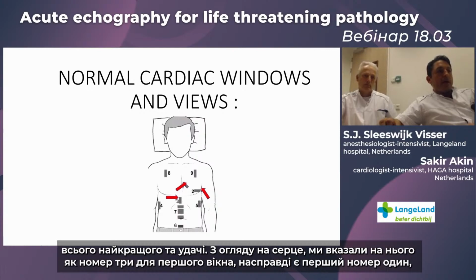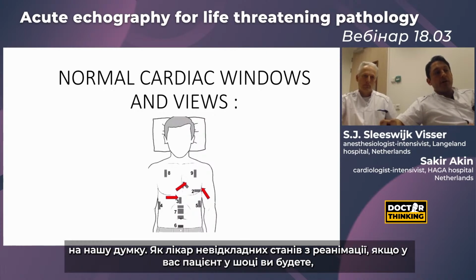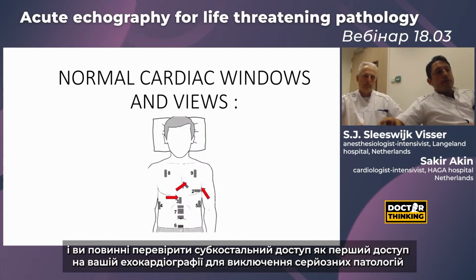From the cardiac views, we have pointed the subcostal as number 3 for the first window. Actually, that's the number 1 in our opinion as an acute doctor from the intensive care. If you have a patient in a shock room, you should check the subcostal view as the first view on your echocardiography to exclude some dramatic pathologies.